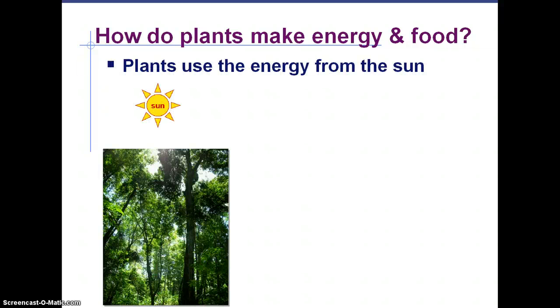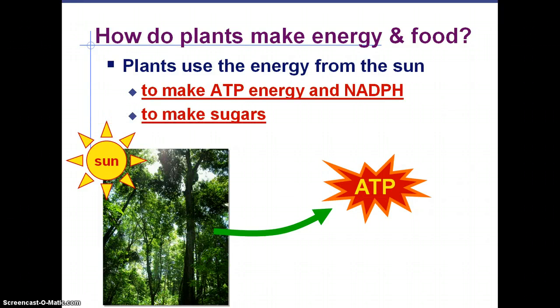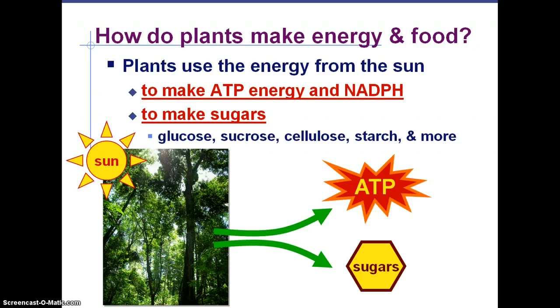Plants use energy from the sun, and they use that energy to make ATP and something called NADPH. Then they use the energy stored in the ATP and NADPH to make sugars. Those sugars being glucose, sucrose, cellulose, starch, and other compounds made and used by plants. There's your NADPH.